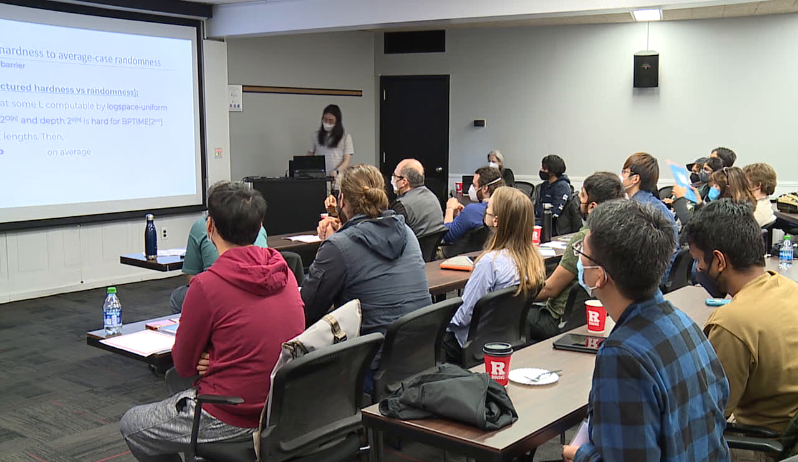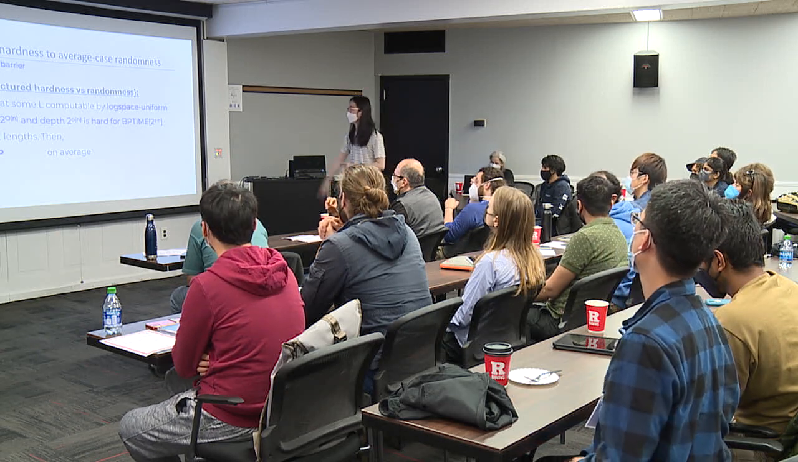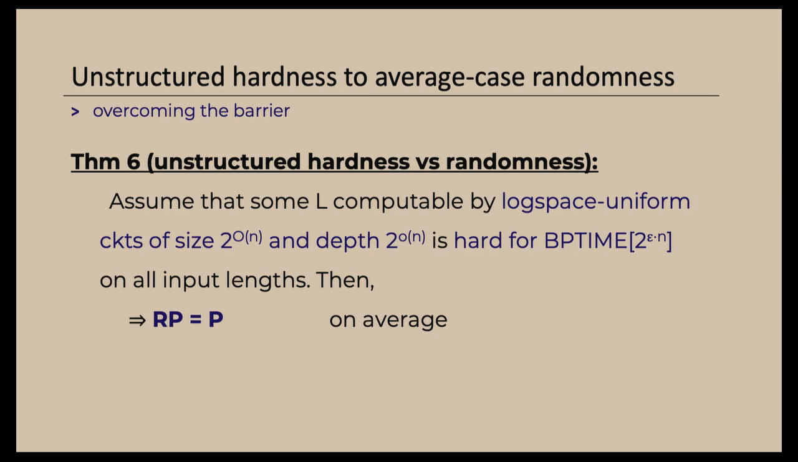if there exists a language L computable by log space uniform circuits of 2 to the O(n) size and sub-exponential depth, and that is hard for randomized 2 to the epsilon time on all input lengths, then we have RP equals P on average, and BPP equals P on average. What's interesting is that this class, even with only polynomial depth, contains linear space. Previously, it's not known whether linear space being hard for 2 to the epsilon randomized time could give average-case derandomization of polynomial time. So now we have something new, and the method relies on previous work, the non-black-box techniques.